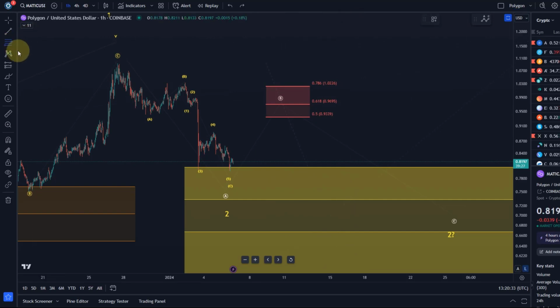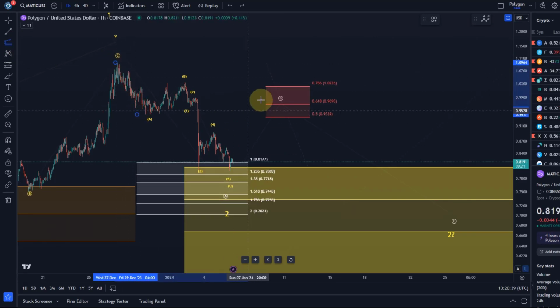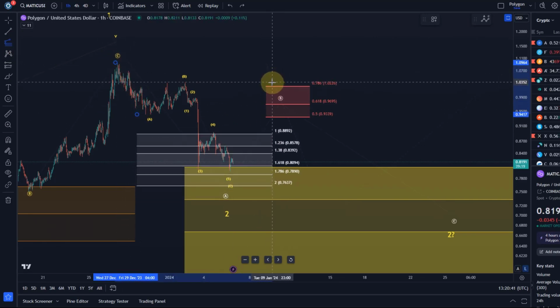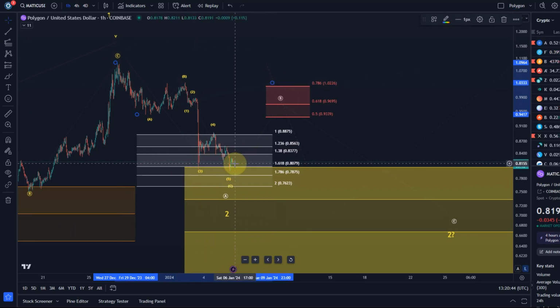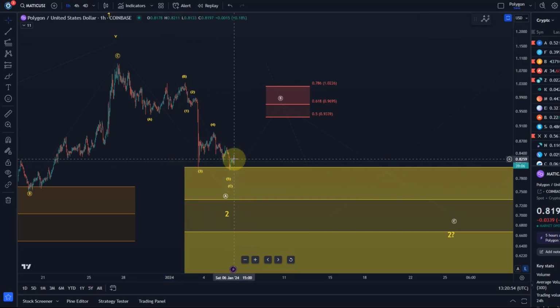Now, if we look at this structure that started here at the recent highs, we can take the length of the A wave, then we go to the top of the B wave, just to see where we landed. And we landed at the 1.618 extension. I mean, we've got that. The C wave has reached an ideal length. Of course, it could go a little lower, but this is a key point for a reversal.